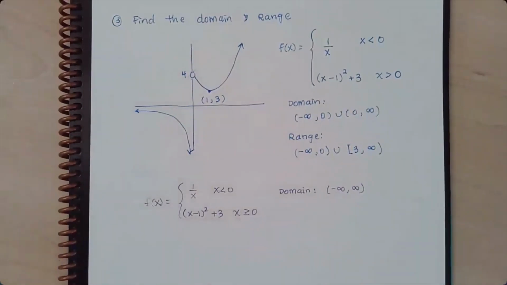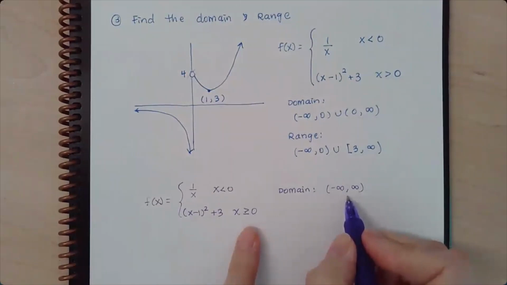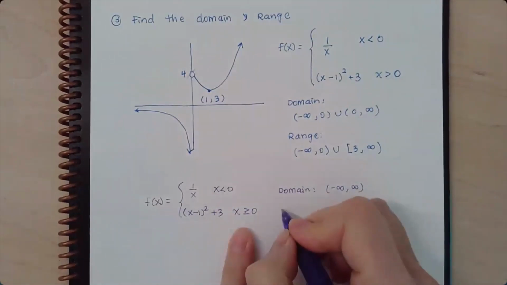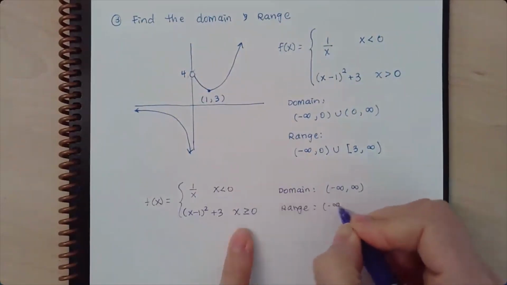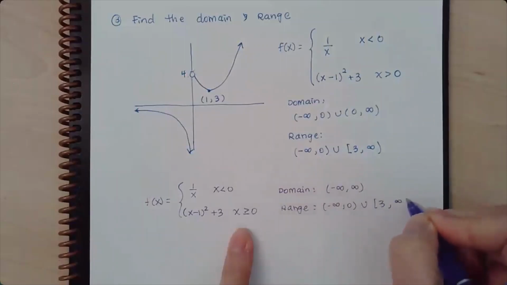And if there's a place where I can actually plug it in and nothing bad happens, then that is included in my domain. Doing that didn't change my range at all. The range would still be negative infinity to 0 and then 3 to infinity.